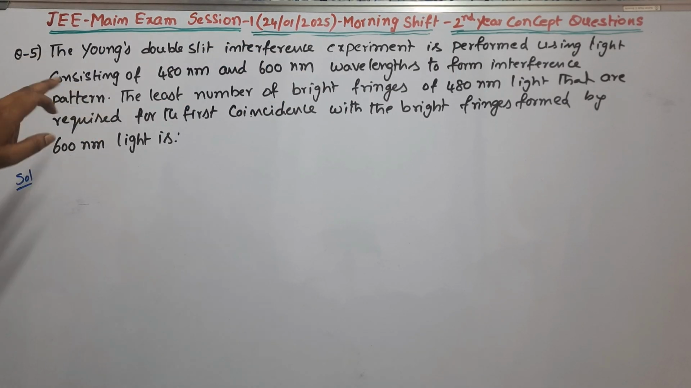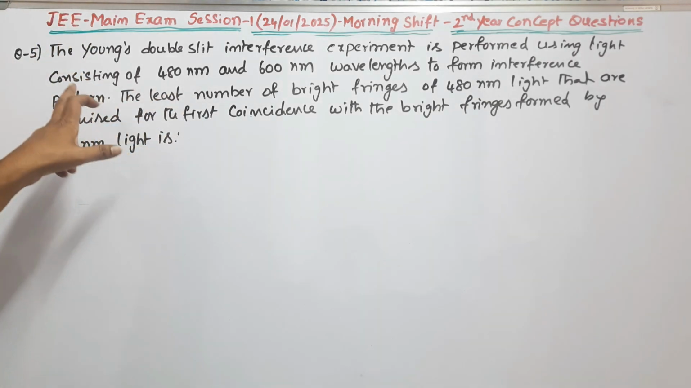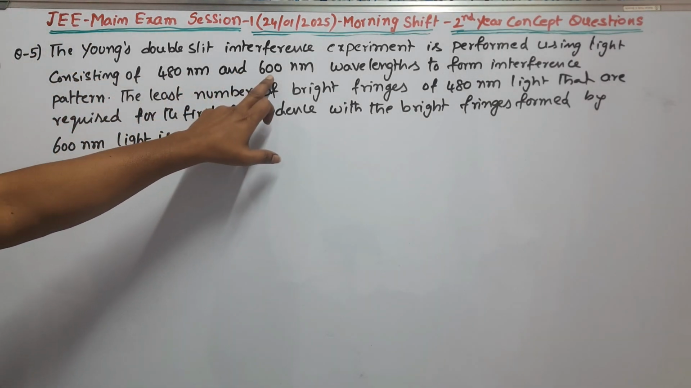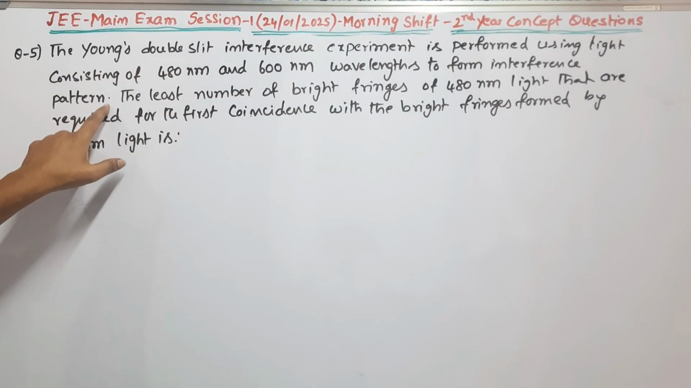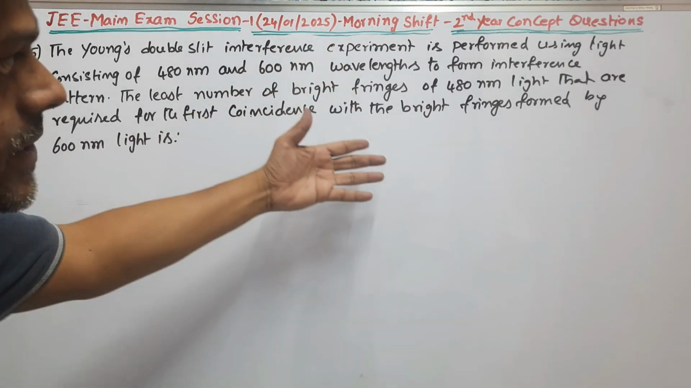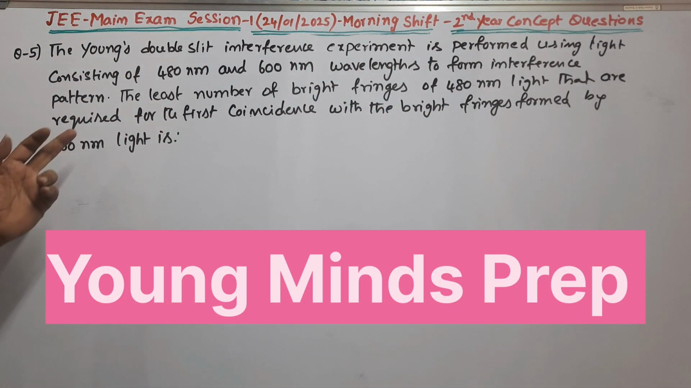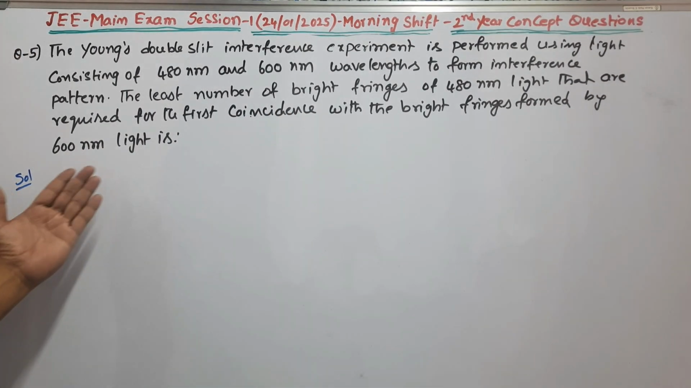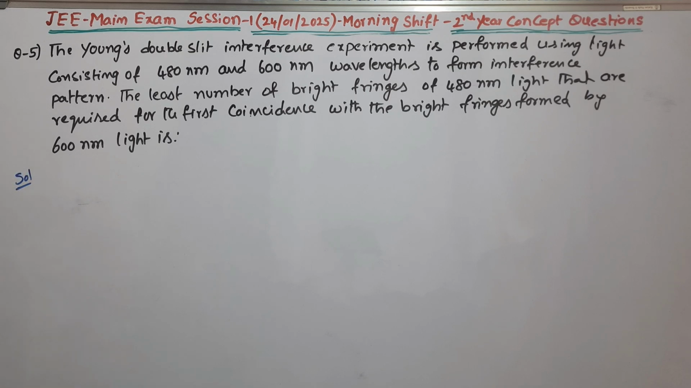Right, the fifth question. Young's double slit interference experiment is performed using light consisting of 480 nanometer and 600 nanometer wavelengths to form an interference pattern. The least number of bright fringes of 480 nanometer light that are required for the first coincidence with the bright fringes formed by the 600 nanometer light is. This is the question.